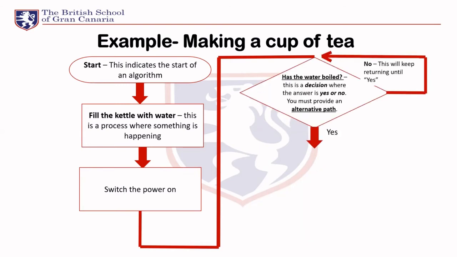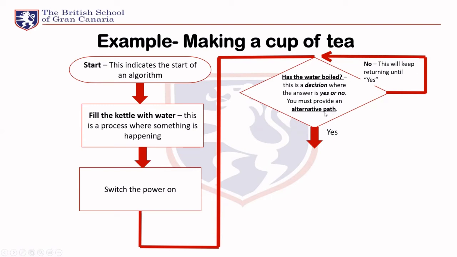Then a decision is a diamond symbol, and it has two paths. Has it happened? Has it not happened? So we check the kettle. Has the water boiled? No. Then we go back around. Has the water boiled yet? No.